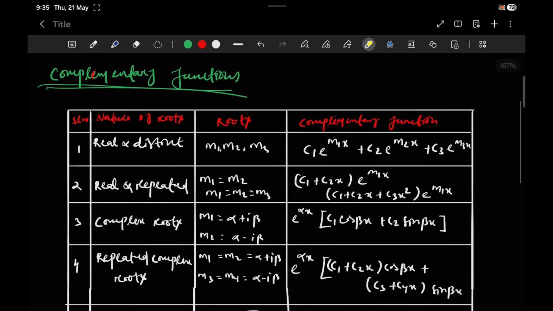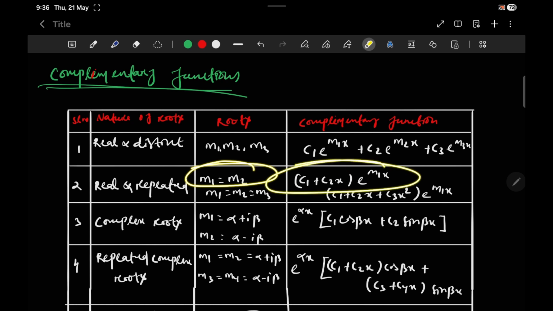If the auxiliary equation has roots that are real and distinct, for example the roots are m1, m2 and m3, then the complementary function will be c1 e to the power m1x, plus c2 e to the power m2x, plus c3 e to the power m3x. Similarly, if the roots are real but repeated, not distinct, like m1 equal to m2, or m1 equal to m2 equal to m3, then two or more roots are being repeated.